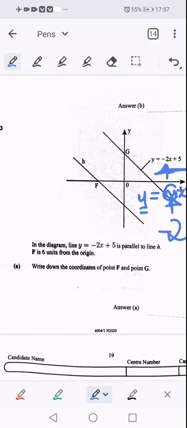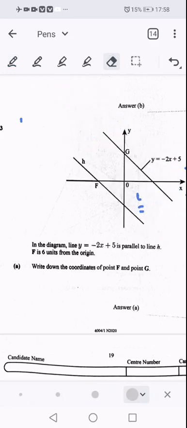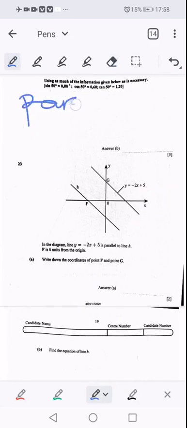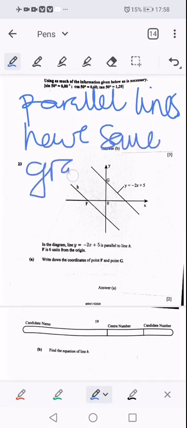In the diagram, the line y is equal to minus 2x plus 5 is parallel to the line h. Please take note of this. Write this down: parallel lines have the same gradient. This is very, very important.